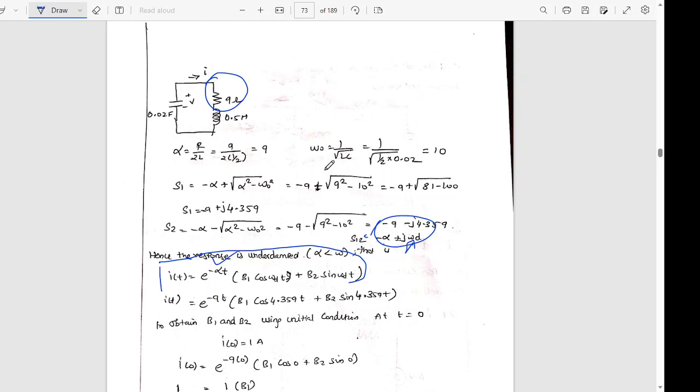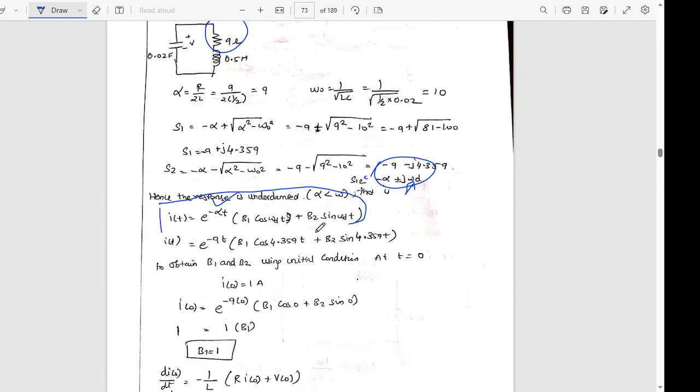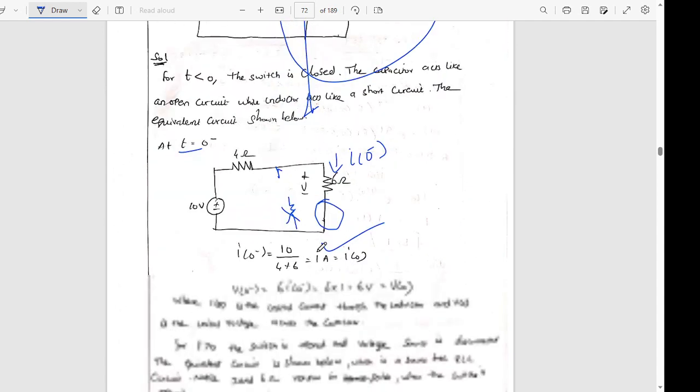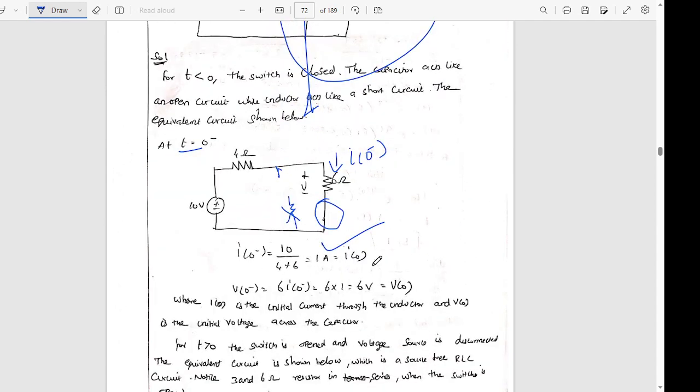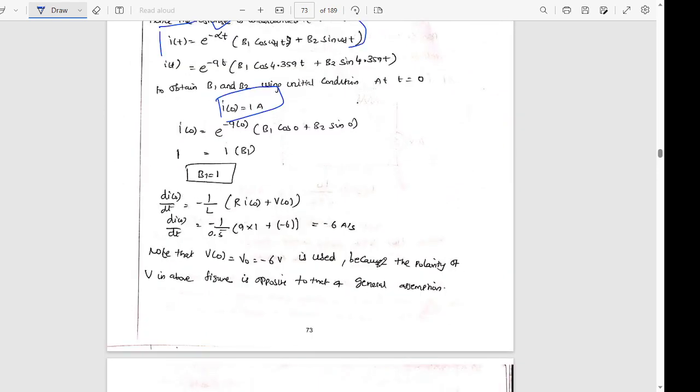For that I need to consider the initial conditions. So I will substitute t equal to 0. If I substitute t equal to 0, e power 0 times b1 cos 0 plus b2 sin 0. Sin 0 is 0, cos 0 is 1. So I of 0 equal to e power 0 times b1. E power 0 is also 1, and I of 0 we already found out, which is 1. At the starting of the problem we found the initial current, I of 0 minus is equal to 1 ampere equal to I of 0. So I got b1 equal to 1.